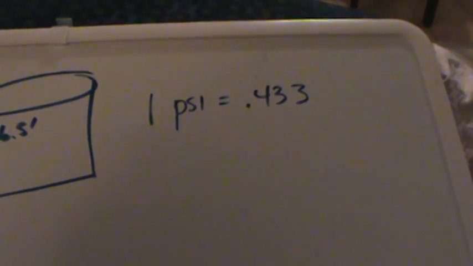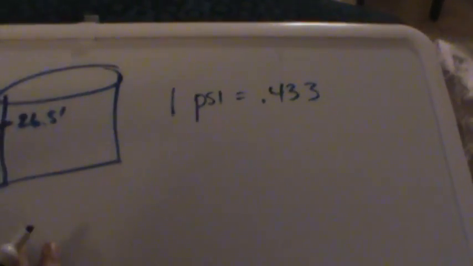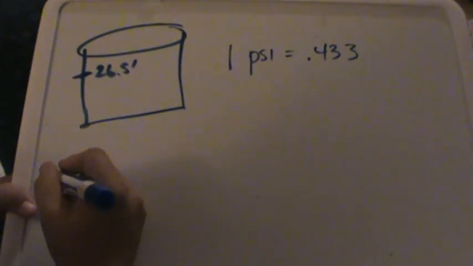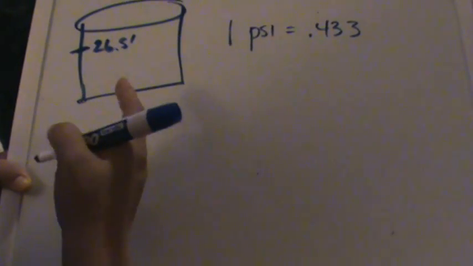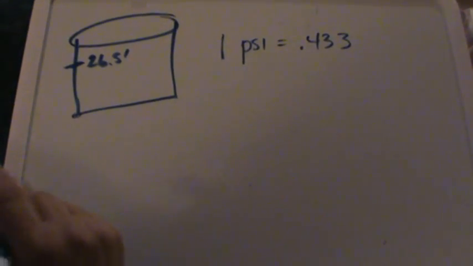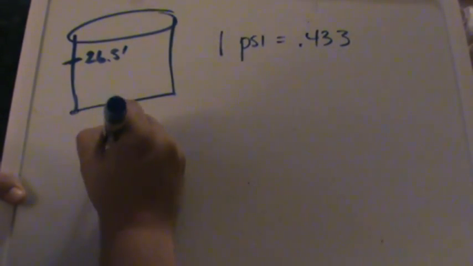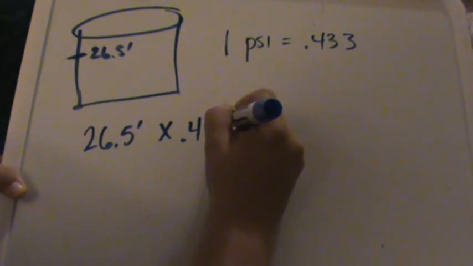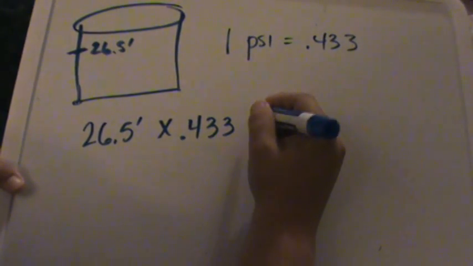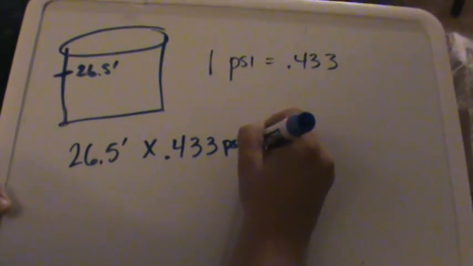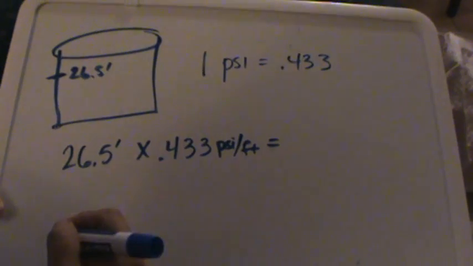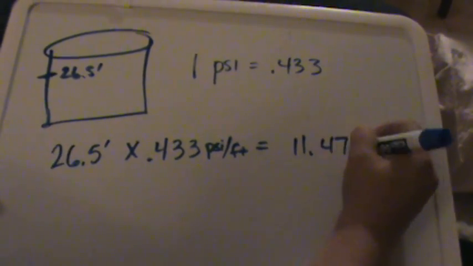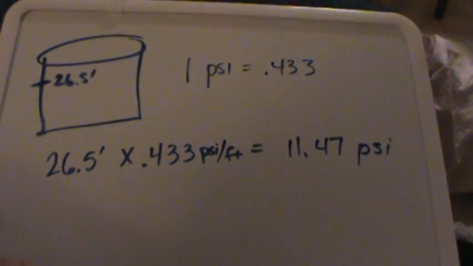I need to know that 1 psi, or pound per square inch, is equal to 0.433. So in order for me to determine what the pressure is right here at the bottom of all this water above it, I have to take the feet and multiply to find out what my PSI is. So I would take the 26.5 feet and multiply it by 0.433 PSI per foot. If I do the math in the calculator, it's 11.47 PSI.